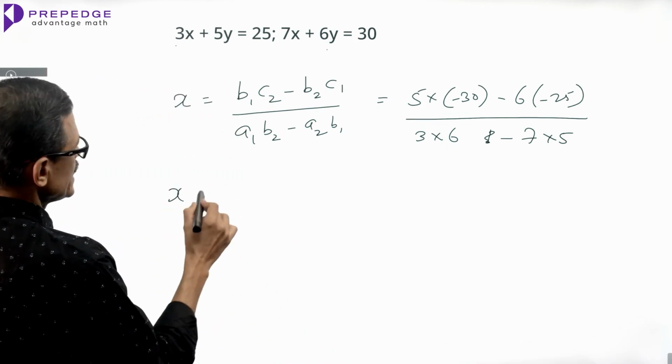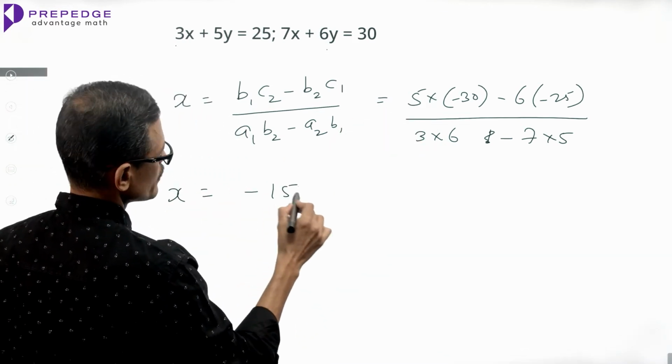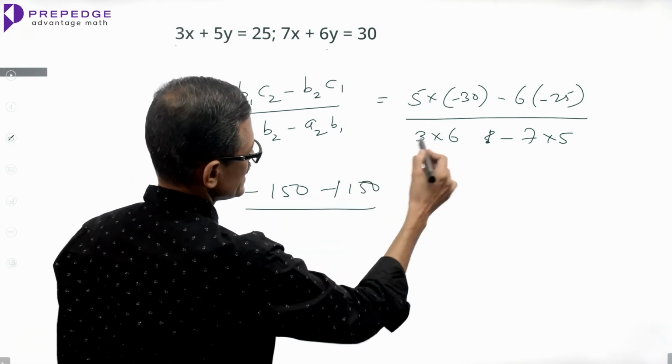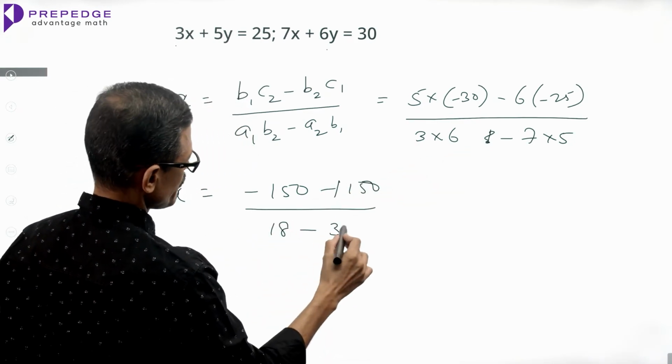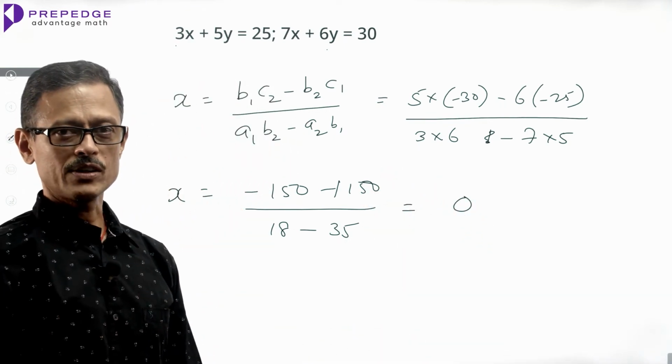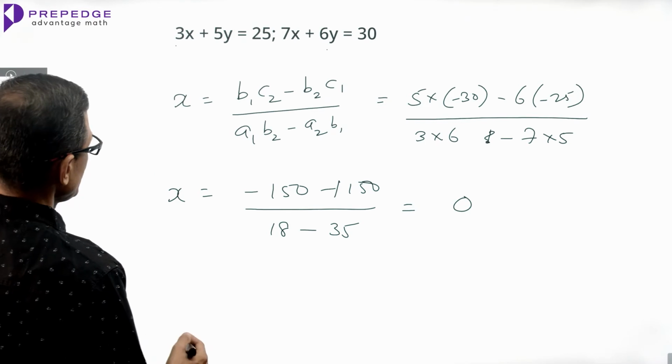So x is equal to minus 150 plus 150 divided by 18 minus 35. 0 by anything is 0. So value of x is equal to 0 is what we got. Take a look at finding out the value of y.